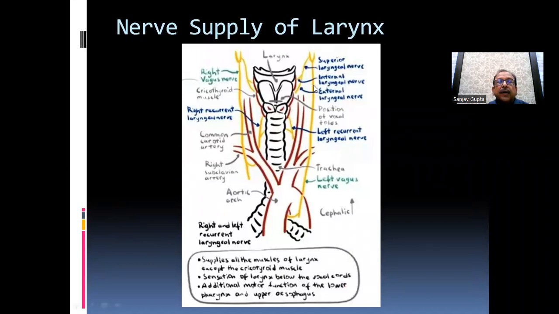Just to give you an idea of how the two recurrent laryngeal nerves vary, this is the recurrent laryngeal nerve on the right side and the recurrent laryngeal nerve on the left side. So any lesions in the left side of the chest are more likely to affect the left vocal cord or the left recurrent laryngeal nerve.